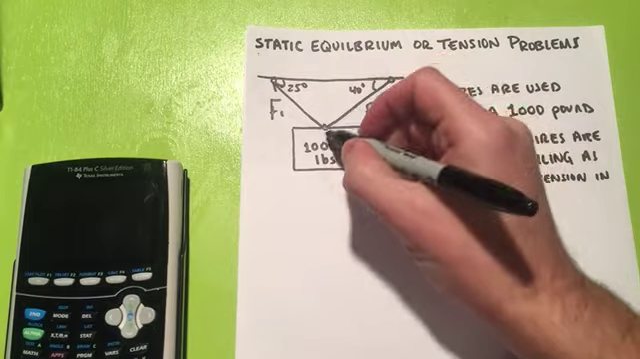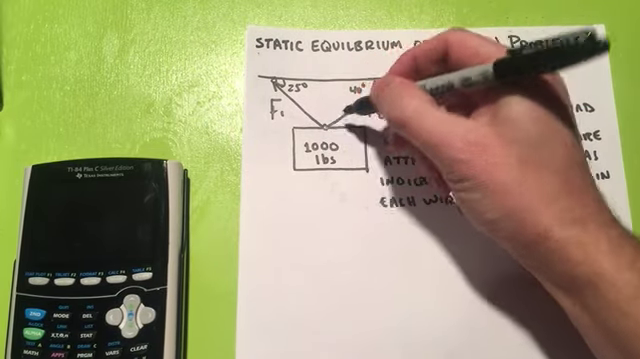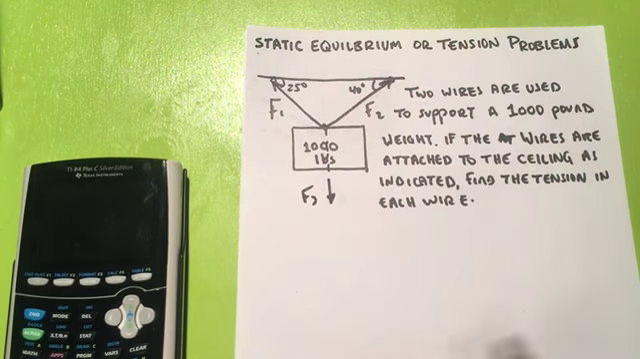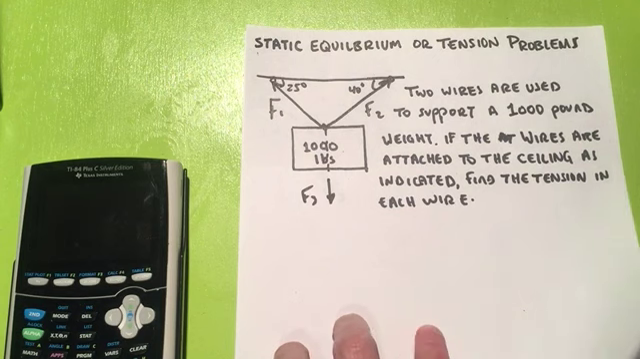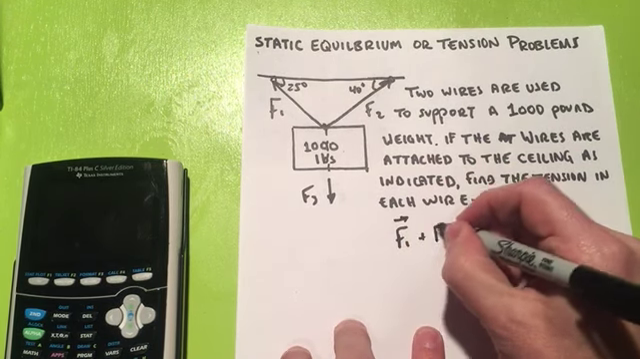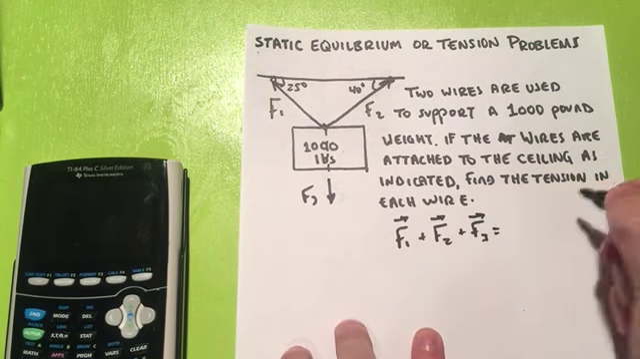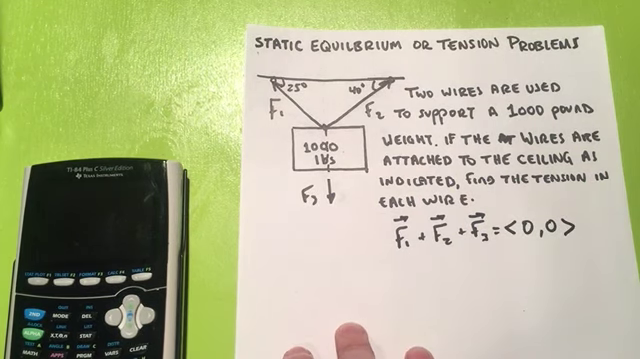Force 2 is from this point, vector up. And force 3 is the weight pulling straight down. Now when we have a static equilibrium problem, we have 3 vectors. Everything is balanced out. So the sum of the 3 vectors is going to be 0. So we have force 1 plus force 2 plus force 3 equals the 0 vector, 0, 0. Everything is balanced. How do we find that?